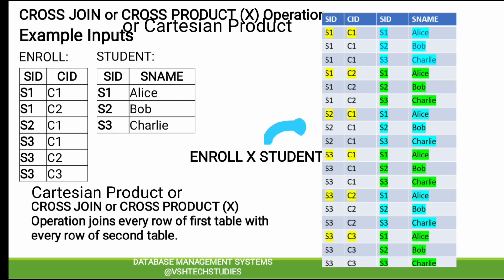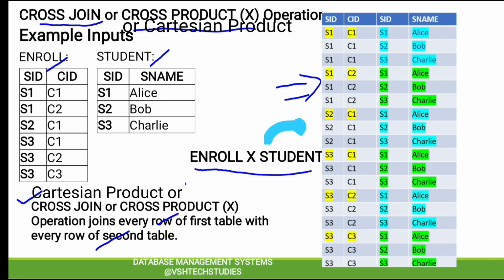Okay. So we had started discussing what is cross product or cross join. We had taken these two example relations to understand the cross product of the enroll and student relations that we have here. So what is cross join? Cross join or cross product operation joins every row of the first table with every other row of the second table.